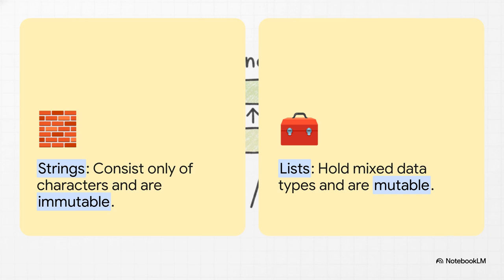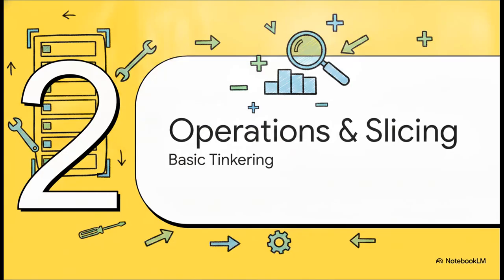And this brilliantly illustrates the difference between something like strings and lists. Strings are super rigid. They consist only of characters and they cannot be changed in place. But lists? They are incredibly flexible. Not only are they mutable, but they can group together completely mixed data types. You can literally have an integer, a decimal float, a text string, and even another list all living right next to each other inside the exact same set of square brackets. No problem.